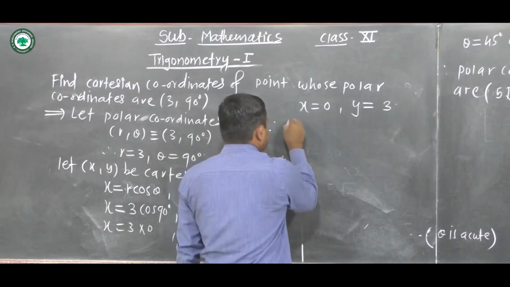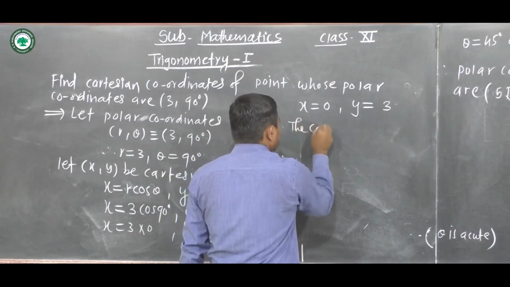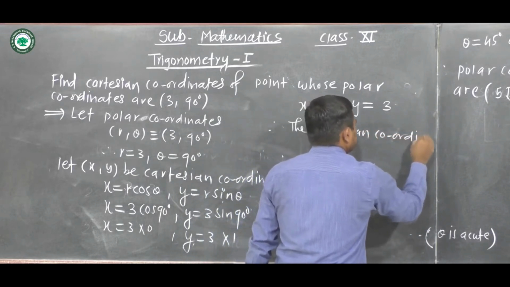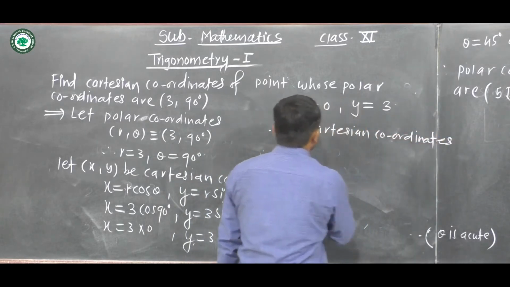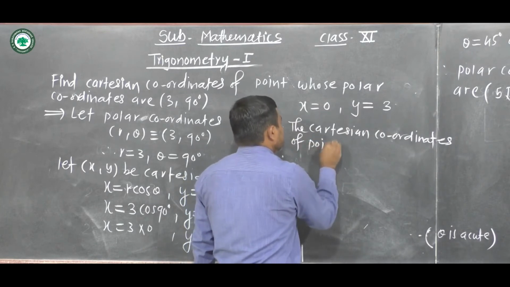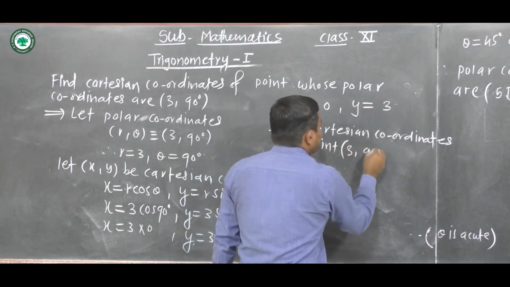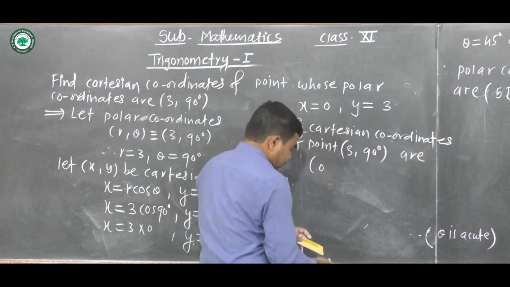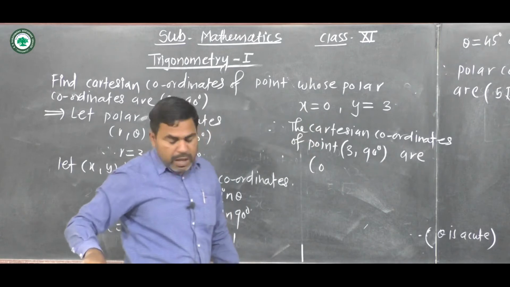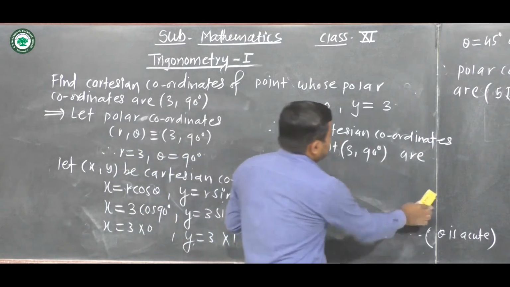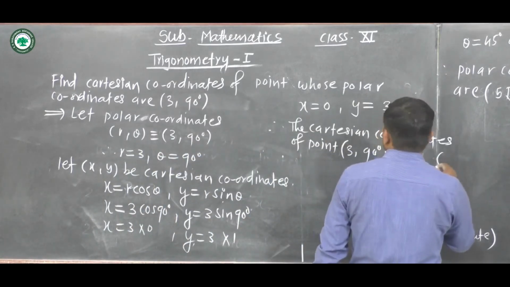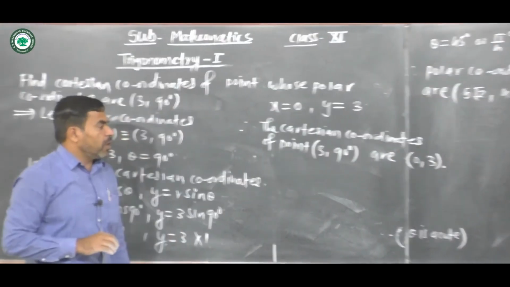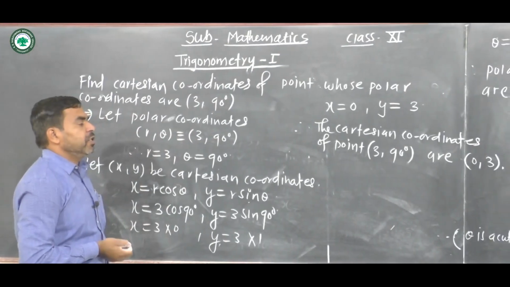So therefore the Cartesian coordinates of point 3 comma 90 degrees are 0 comma 3. So in this way, if polar coordinates are given, we can find Cartesian coordinates.